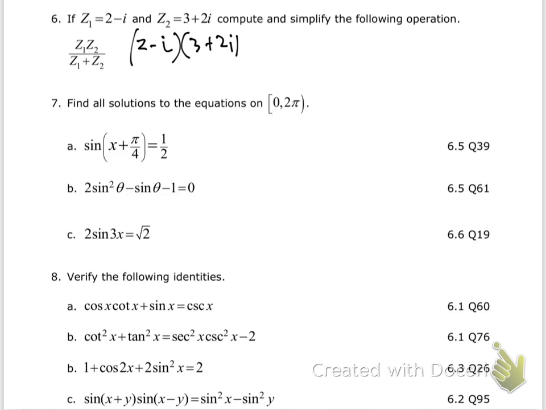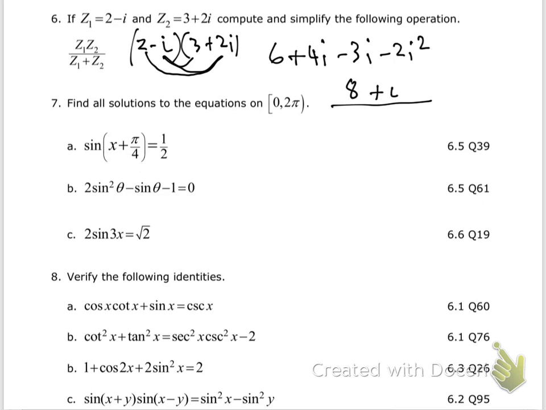2 times 3 is 6. The outer is positive 4i. The inner is negative 3i. And the last is negative 2i squared, which is positive 2. So my numerator is going to be 8 plus i, because remember that is actually a positive 2, and that goes with the 6 to make 8.